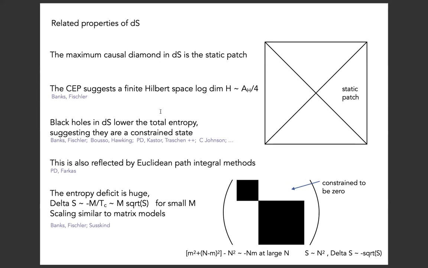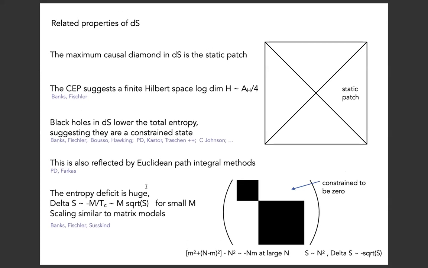possible insight to what this theory might look like is the semi-classical fact that if you put a black hole in de Sitter, it lowers the total entropy rather than increasing it. It pulls in the cosmological horizon more than it contributes in black hole horizon. And this suggests that perhaps localized excitations are a constrained state rather than a thermal state. So this is also reflected by Euclidean path integral methods. You can take Euclidean Schwarzschild de Sitter. It's not a real solution. You have to impose a constraint that essentially fixes the mass of the black hole in order for it to be a real solution. And it shows the same entropy deficit.